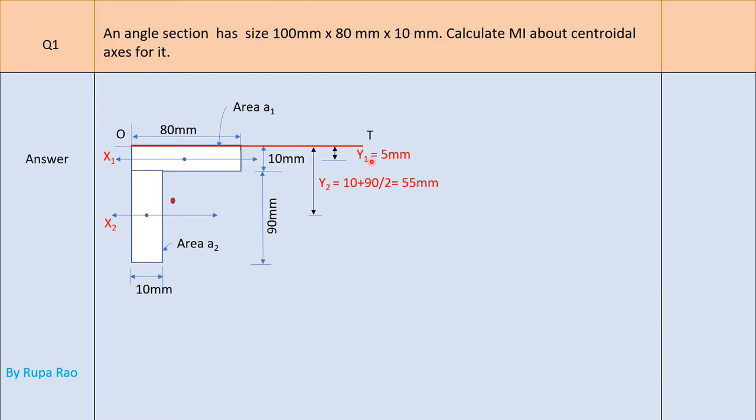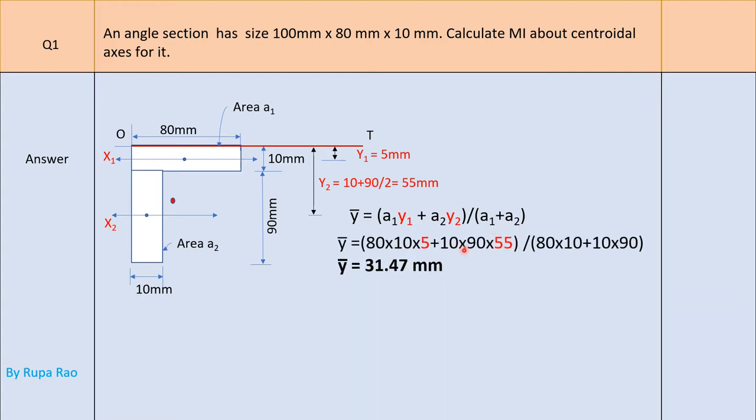To calculate the centroid, we have to first decide the reference line. So this is the reference line which I have decided, OT, and from that reference line we find out the distances y1 and y2. Now what is the formula for y bar? Formula for y bar is bracket open a1 y1 plus a2 y2 bracket close divided by bracket open a1 plus a2 bracket close. Now let us substitute the value here.